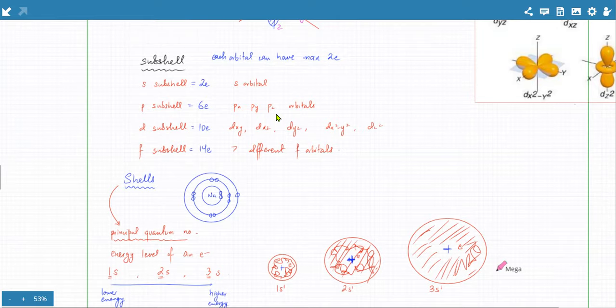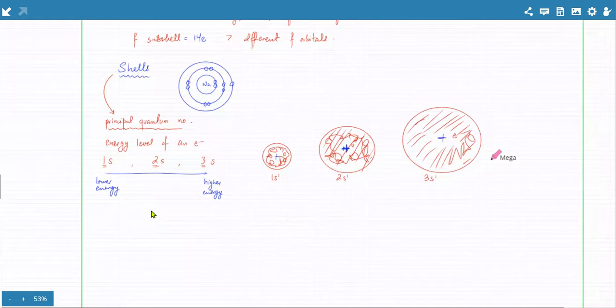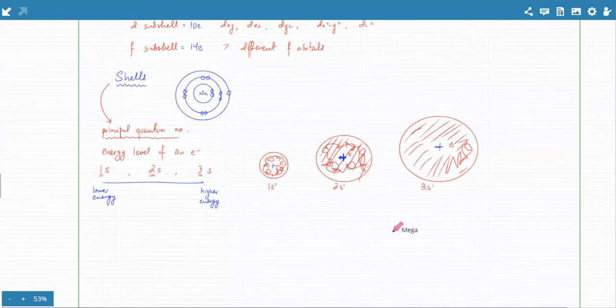And what does the shell tell you? The shell tells you how energetic that electron is. So if it's in the first shell, then that means the electron is not very energetic. The electron would occupy a region very close to the nucleus. If it's in the third shell, that means the electron is very energetic and it would occupy areas much further away from the nucleus. Okay, are the three concepts clear? Shells, subshells, and orbitals. Is this clear to everyone?